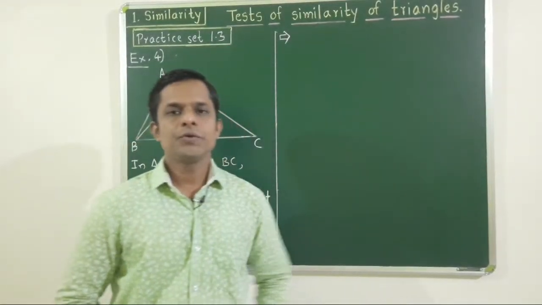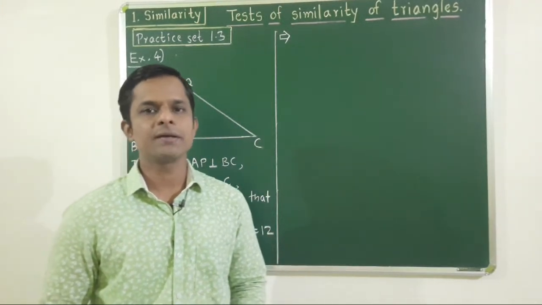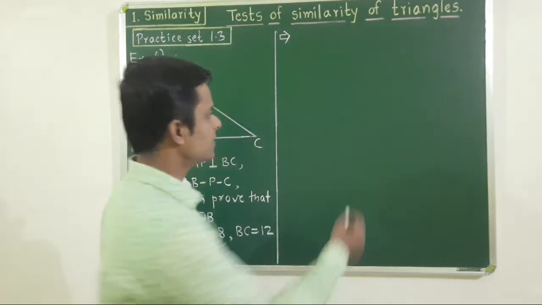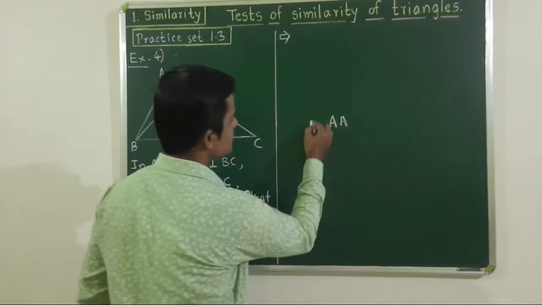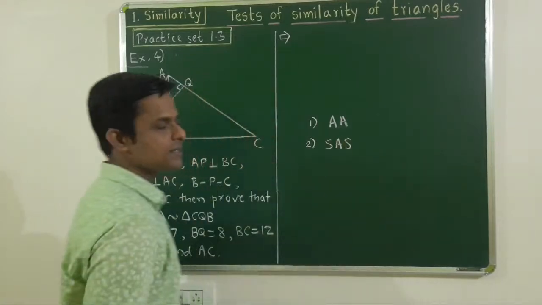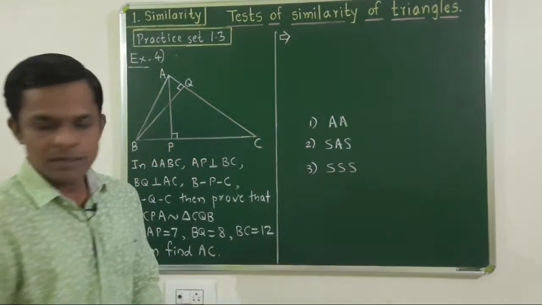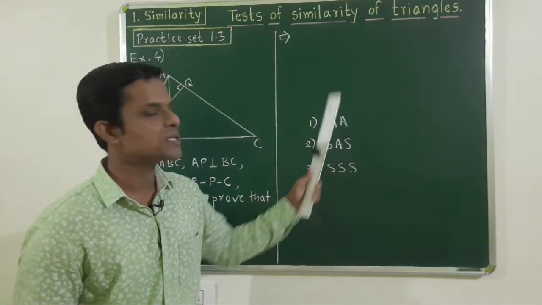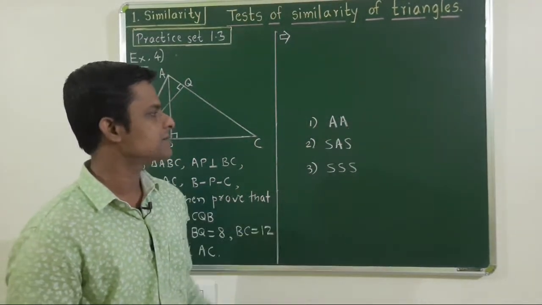Good morning. During the previous live session, we learned about tests of similarity of two triangles. There are three proper tests for similarity of two triangles that I'll revise here again. That is the AAA test, which is nothing but the AA test. The second one is the SAS test, and the third one is the SSS test. It means if two angles of one triangle are congruent with the corresponding two angles of the other triangle, then the two triangles are similar by the AA test.